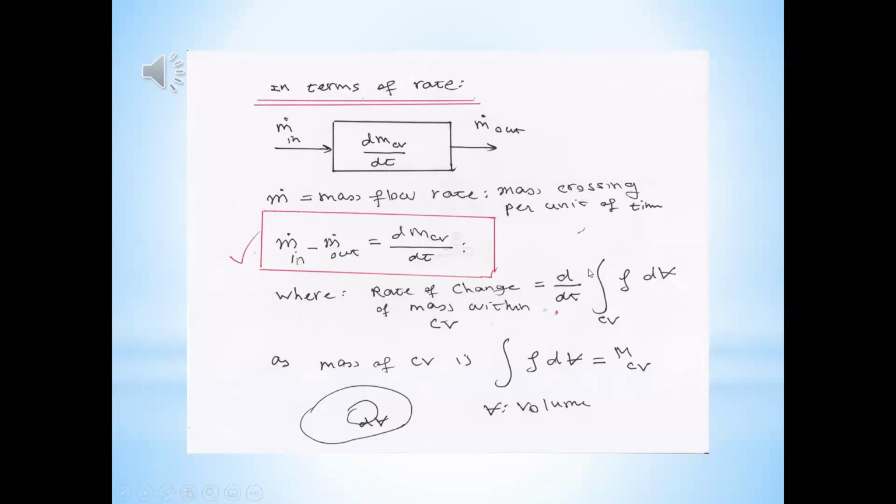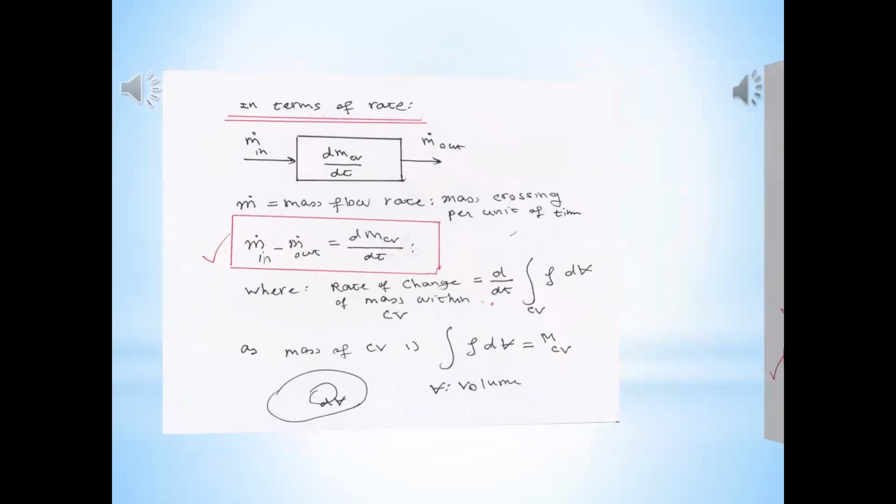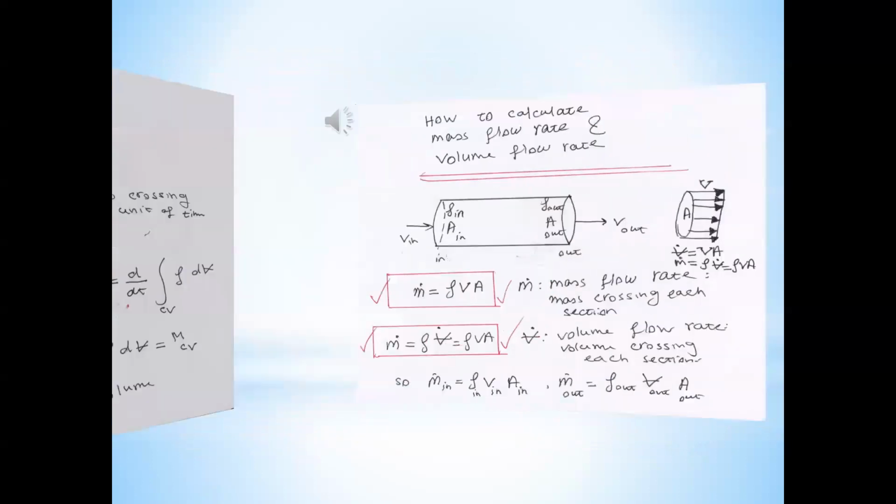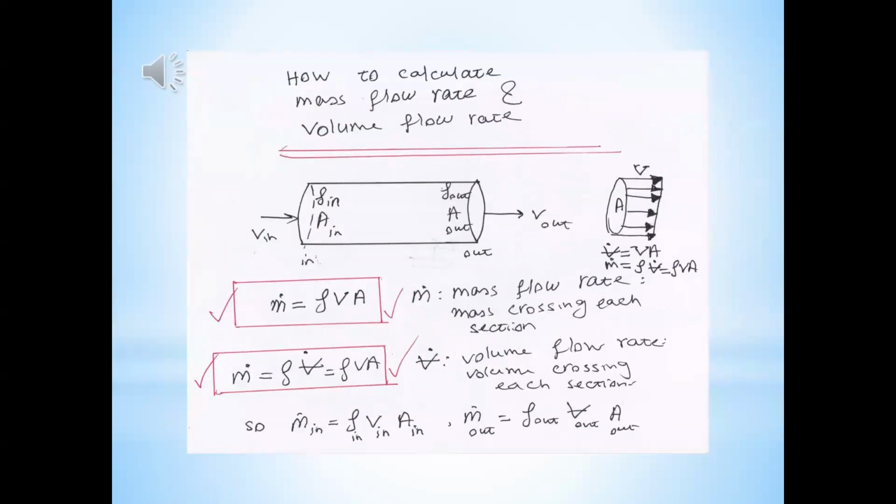It's d of this integral, because this is the mass of the system, d of the mass of the system dt. It's the rate of change of mass of the system. But it's kind of out of the scope. We want to see how to calculate mass flow rate and volume flow rate. I think previously I talked about that, but let's have this review.